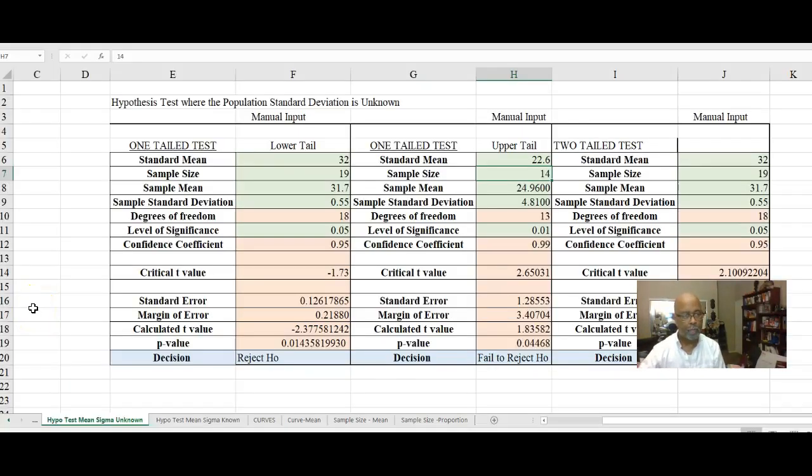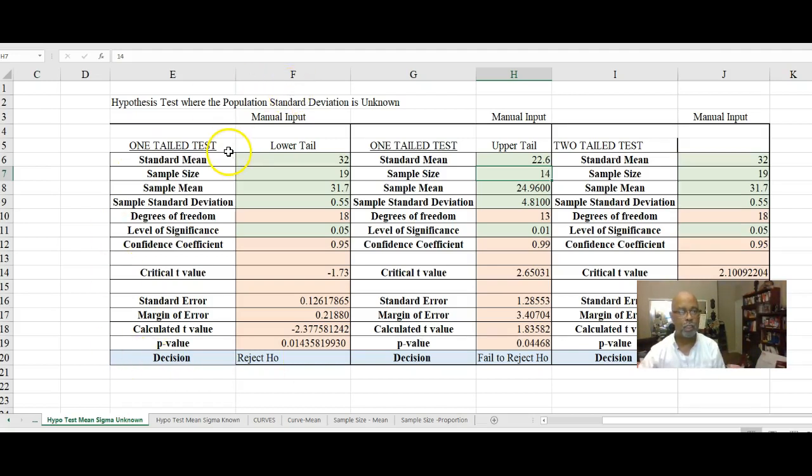So in our toolkit, we have several hypothesis testing tabs. One is the hypothesis test for the mean, where sigma is unknown. This is the one we want to use because we don't actually know the population standard deviation. We only have the sample standard deviation. And you should recall that if you're looking at a mean where the sigma is unknown, what you're going to be using is a t statistic, not the z statistic, a t value as opposed to a z value.